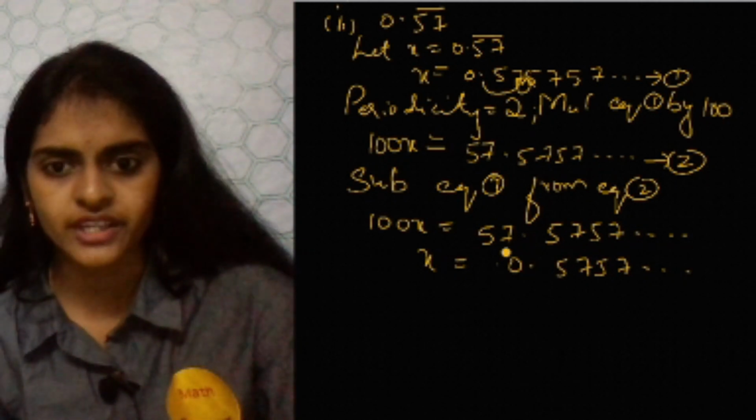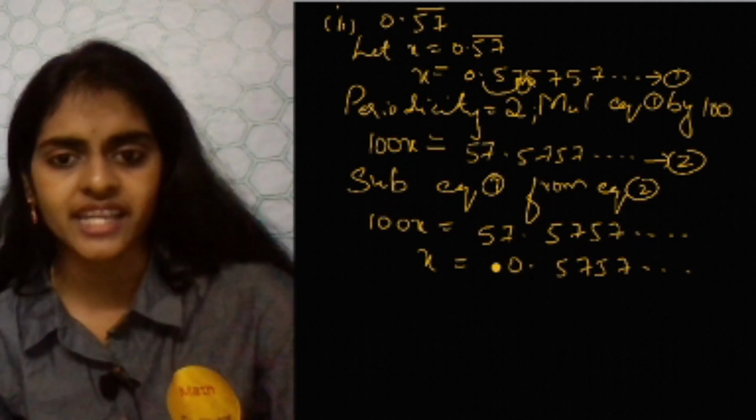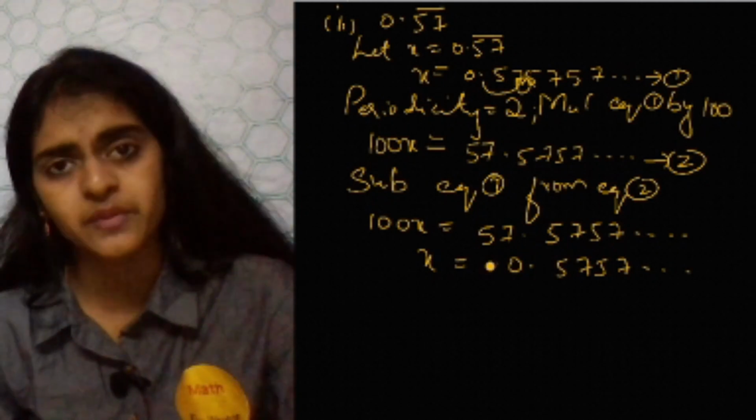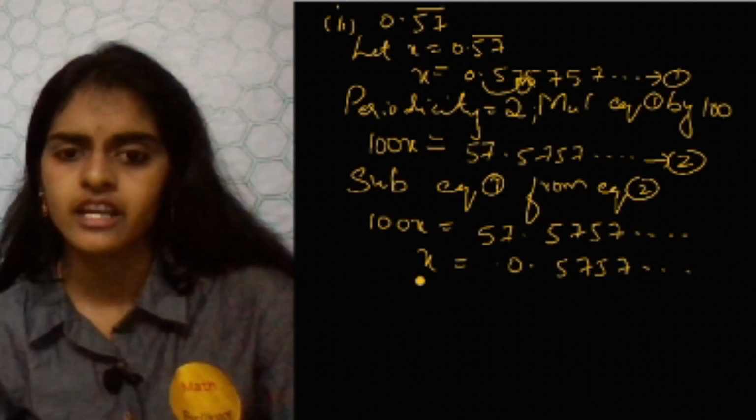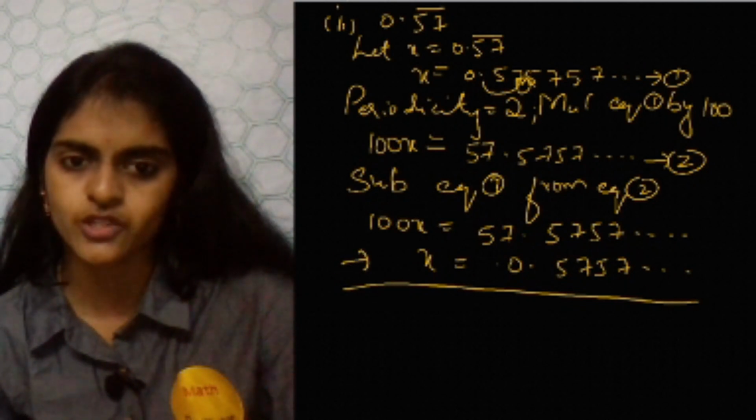Okay, and before the point, what do you have? You have 0, so write 0 here. Otherwise, what do students do? They start from here, they write 0.57. So you'll get confused and your subtraction goes wrong.